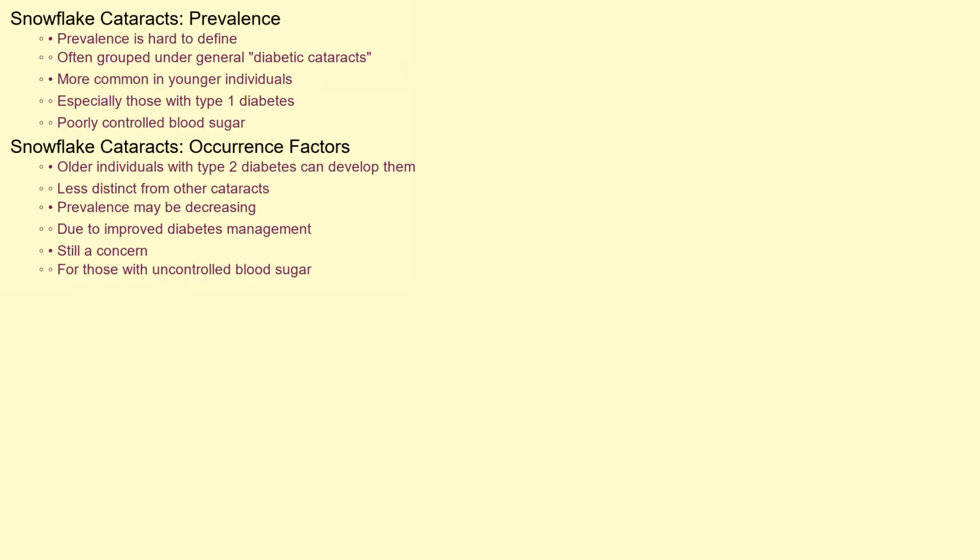The exact prevalence of snowflake cataracts is difficult to pinpoint, as many cases are simply categorized under diabetic cataracts in general. However, it's generally understood that they are more commonly seen in younger individuals with type 1 diabetes, especially those who have had poorly controlled blood sugar for an extended period. Older individuals with type 2 diabetes can also develop snowflake cataracts, but they are often less distinct from other age-related or diabetic cataracts. Due to improved diabetes management, the occurrence of snowflake cataracts may be decreasing, but it remains a significant concern for those with uncontrolled blood sugar levels.